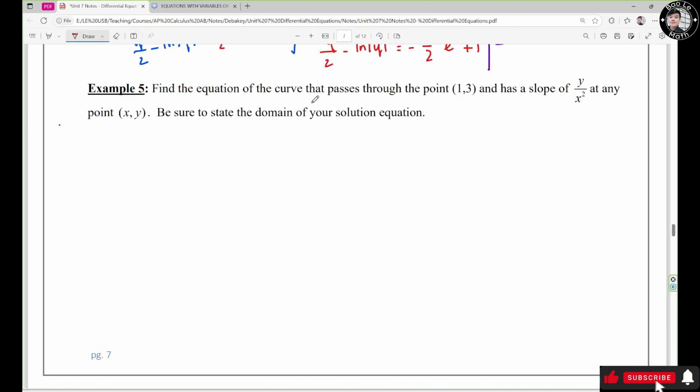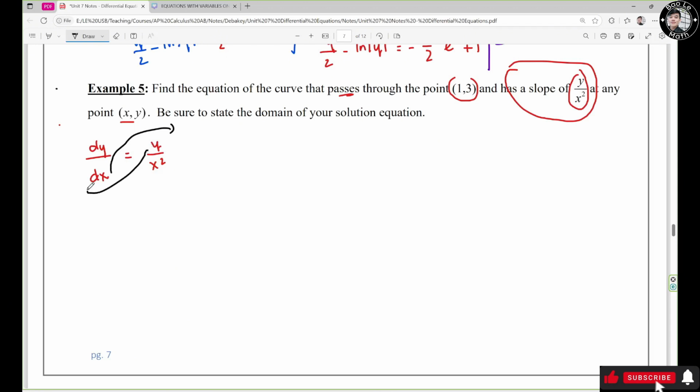Find the equation of the curve that passes through the point 1, 3 and has a slope of y over s squared at any points s and y. Be sure to state the domain of your solution equation. Since you have a slope of y over s squared, it tells us that dy over ds equals y over s squared. You need to separate the variables by bringing ds over here and bringing y over here, right? So this guy turns out to be dy over y equals ds over s squared, right?